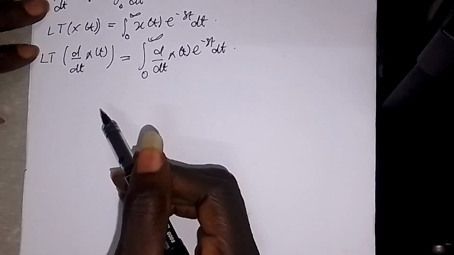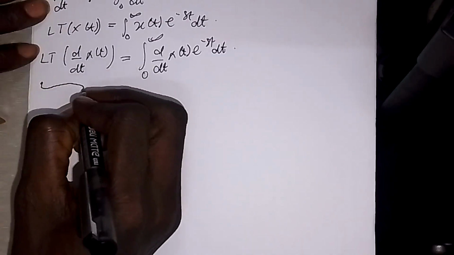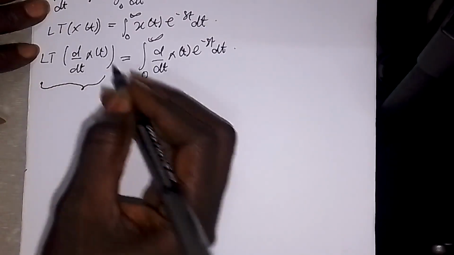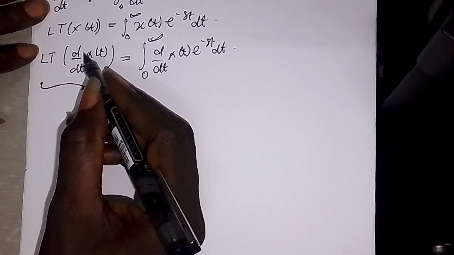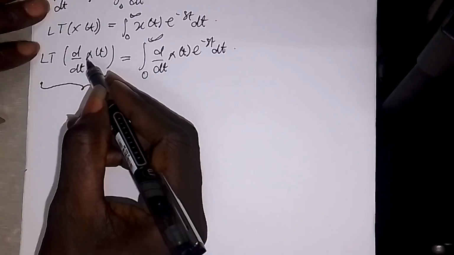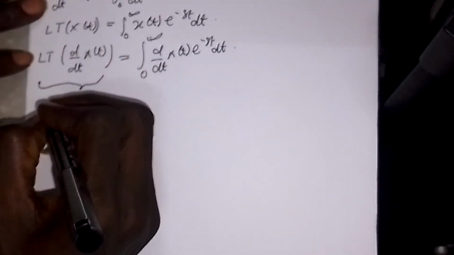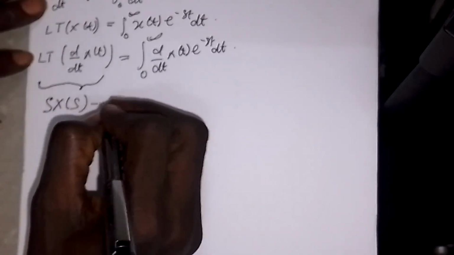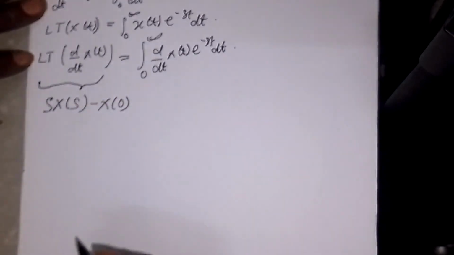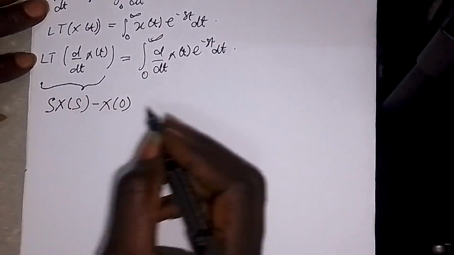But one thing I have to be mindful of is that earlier on when we did this thing, what did we get? You remember that in a unilateral Laplace theorem or property, when we had this one, we said that it's s x of s minus x of 0. Okay, so now this is what I have.